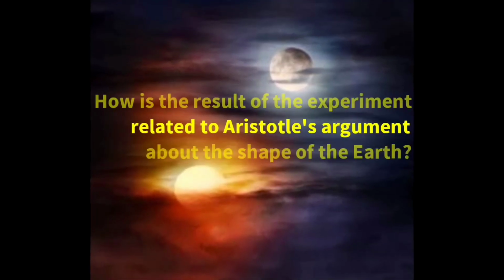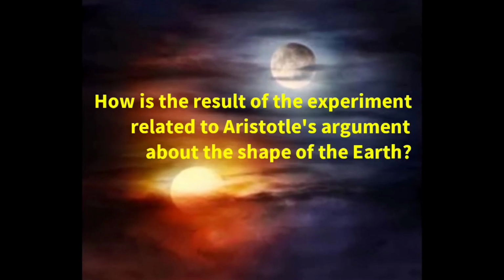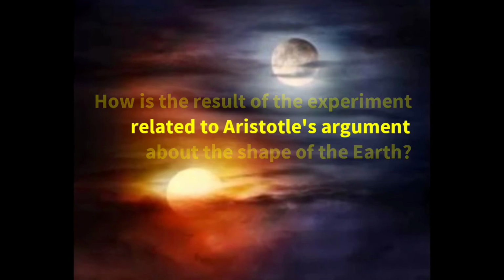How is the result of the experiment related to Aristotle's arguments about the shape of the earth? Aristotle realized that a lunar eclipse occurred when the earth came between the sun and the moon. The shape of the earth's shadow was round. If the earth were flat, its shadow would have a much different form.